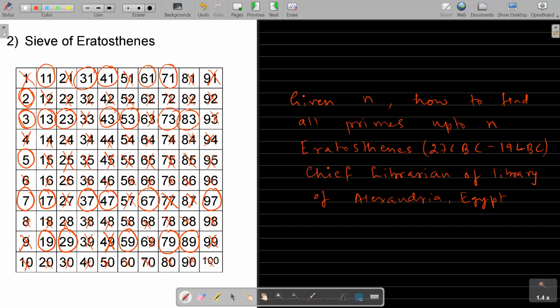So this is one interesting method called the sieve of Eratosthenes. It was a method devised by Eratosthenes, who was chief librarian of the Library of Alexandria, Egypt. He was not by profession a mathematician. In fact, he is more famous for his calculation of the circumference of Earth.